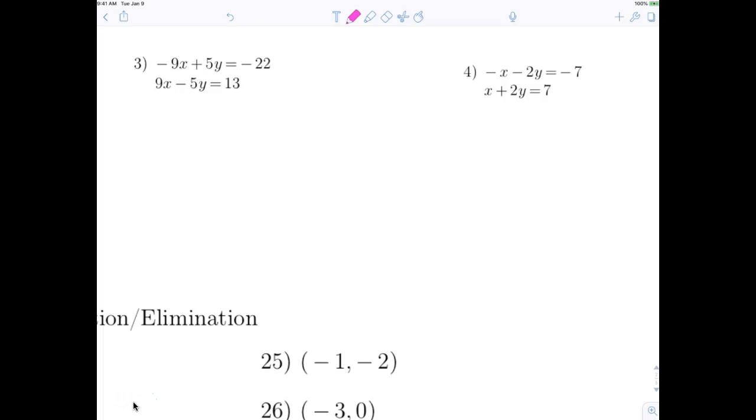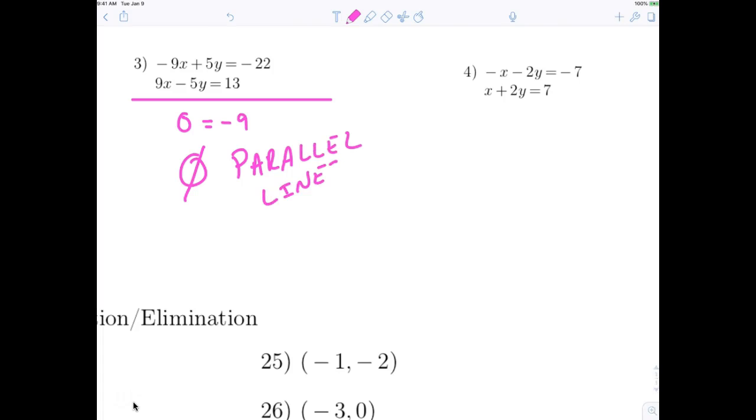Now, I want everybody to add question number 3. When you add, what happens to the x's? And what happens to the y's? They cancel. So that's 0 is equal to negative 9. Is that true or false? No, that is false. So if something creates a false statement, we say that it has no solution. If it has no solution, what I would like for you to remember is that it must mean they are parallel lines. All right? Does anybody have any questions with this?